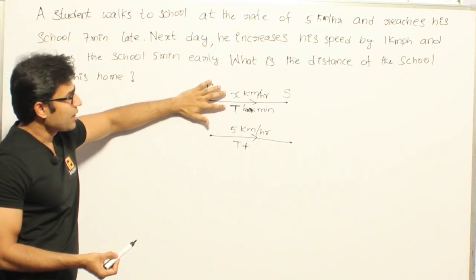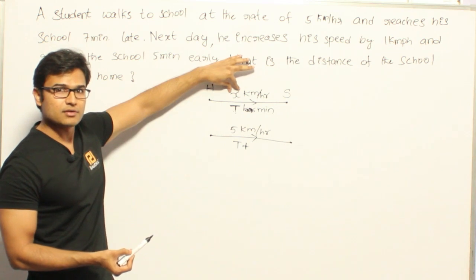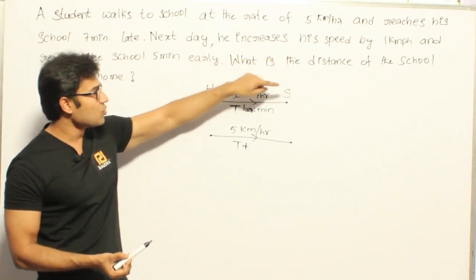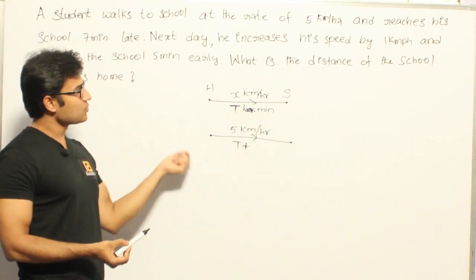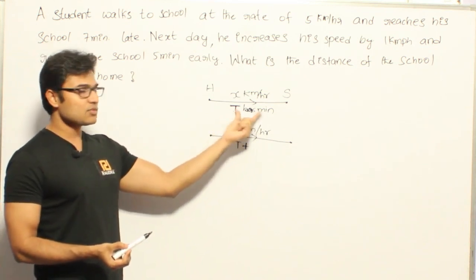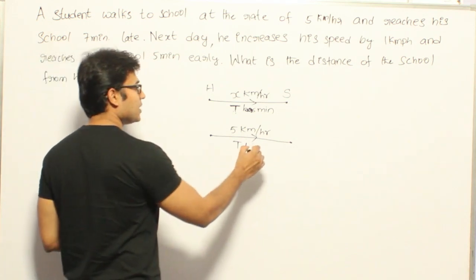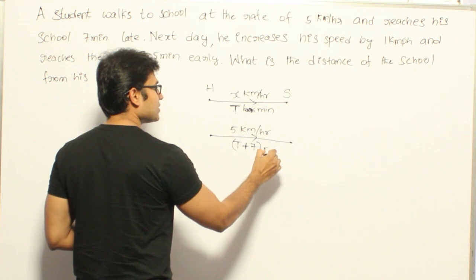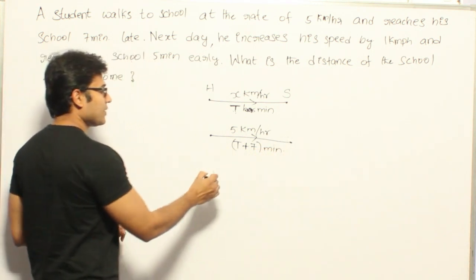Assuming that x is the exact speed required in order to reach the school on time, given that he is reaching the school on time, we are saying that it is taking t minutes. In case he is reaching the school 7 minutes late, then he would have taken 7 minutes more on the journey, isn't it? Therefore, the time taken would be t plus 7. Entire thing is in minutes, let's say.